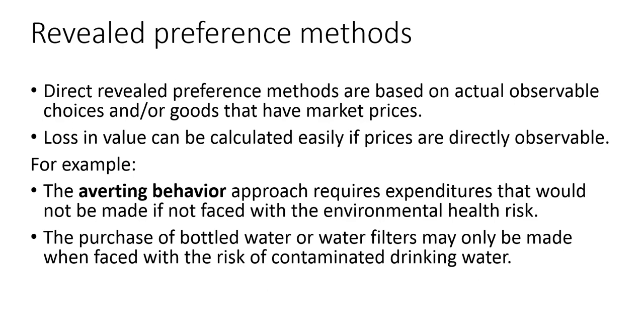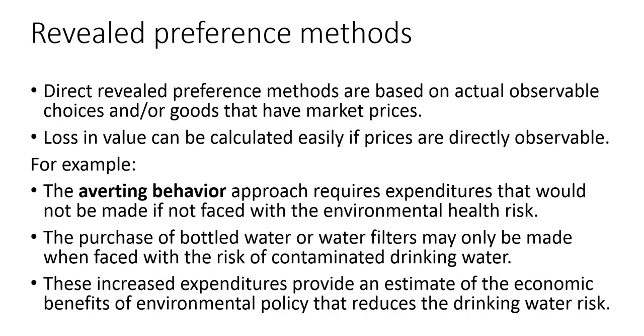So imagine that in Boone there's some sort of water contamination episode, and the town of Boone, as they occasionally do, tells us not to drink the water that comes out of the tap. So people might run out to the grocery store and buy a crate of bottled water, and the money spent on that bottled water is considered an averting expenditure, and that would be an estimate of the benefit of a policy that reduces the risk of a water contamination episode.